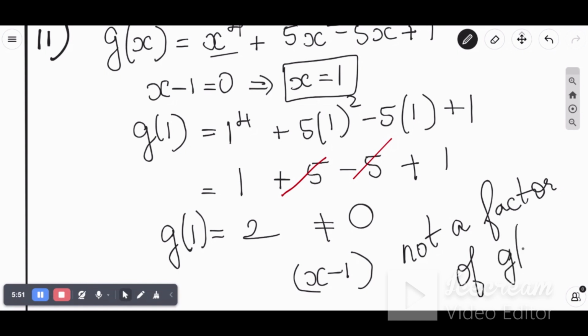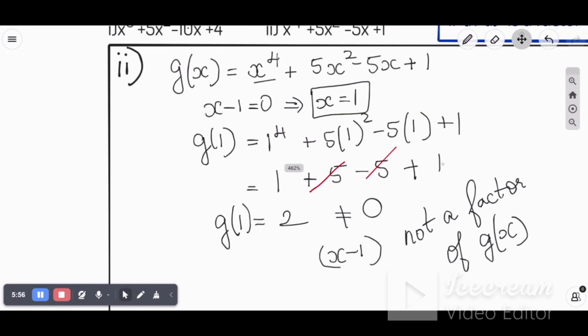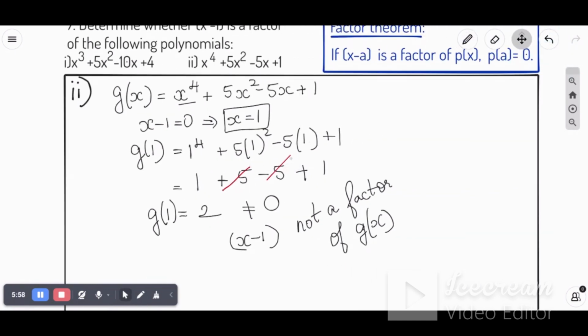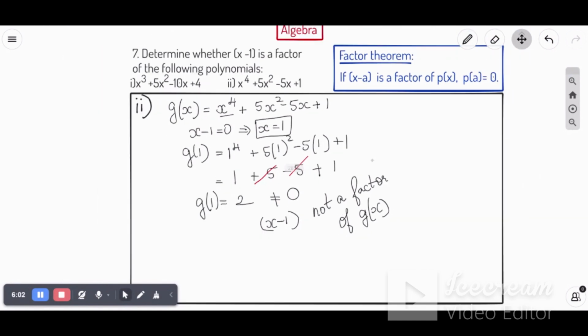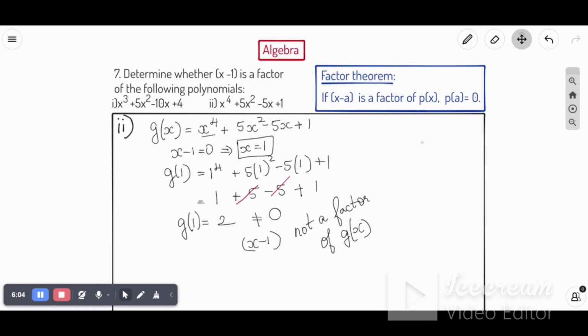Previously the first polynomial has x minus 1 as a factor because we got 0. This one is not a factor because we got g of 1 as not 0. So this is the conclusion. Hope you understood this question. Apply the factor theorem whenever you get the term factor, and apply the remainder theorem when you get the word remainder in your question. Thank you for watching. This is exercise 3.3, question number 7.